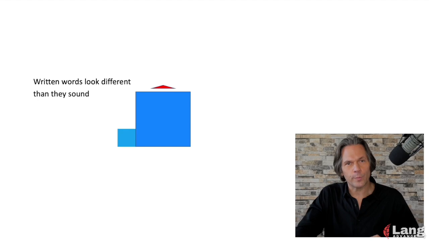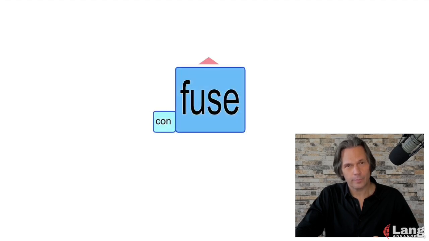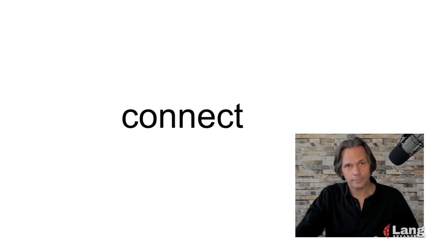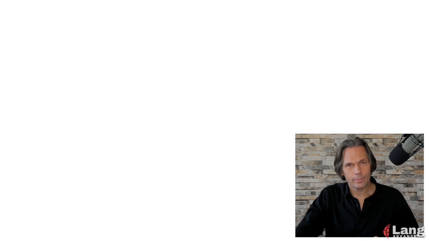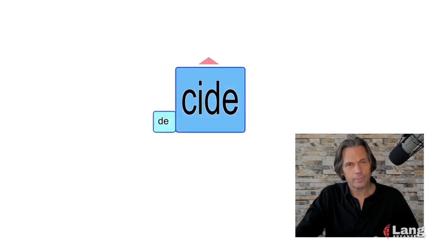So let's use a few verbs as examples. Let's see the written word now, and then see how we might visualize it to remind ourselves of the proper ratio between stressed and unstressed syllables. Confuse, connect, decide.